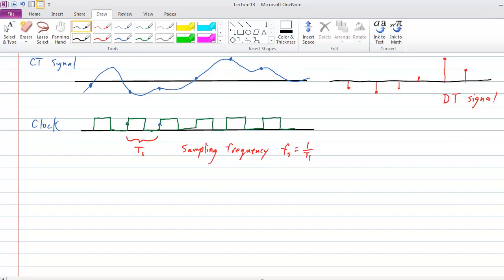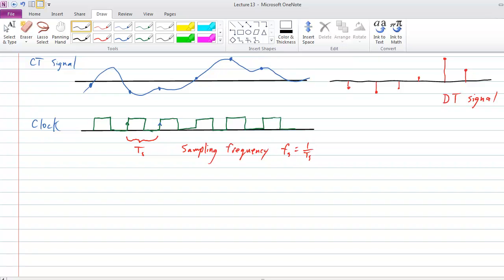Any ideas? You have these red points here. What might you try to do if now you need to create a continuous time signal? Yes? Use the Fourier series of this. So how's the Fourier series?